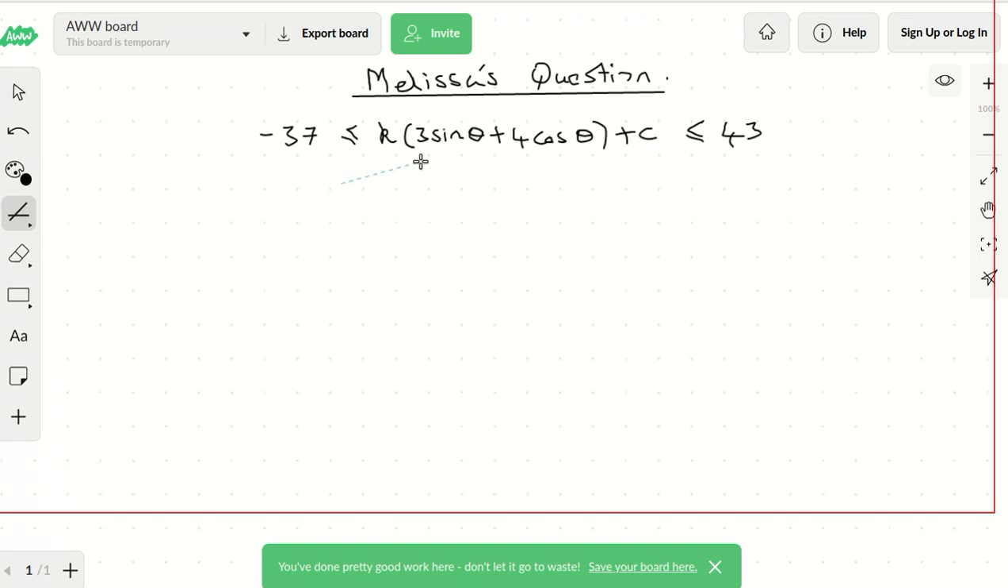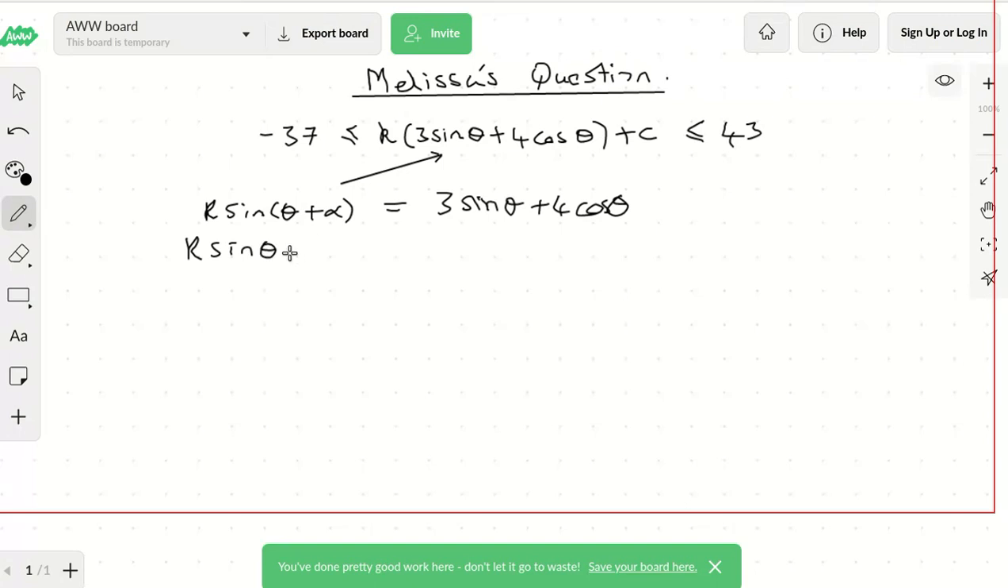Now, you would have already got that simplified, but I'm going to have to catch up with you here. So let me just quickly turn it into the r sine theta plus alpha format, which you did in part one. So r sine theta plus alpha is equal to 3 sine theta plus 4 cos theta. The r is going to be 5, but let's nonetheless do it the long way. r sine theta cos alpha plus r cos theta sine alpha. I just like to see everything when I'm doing these kind of questions. Equals 3 sine theta plus 4 cos theta.